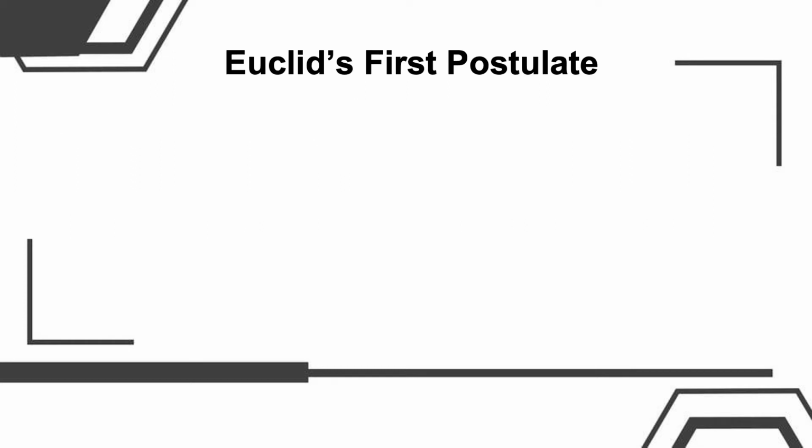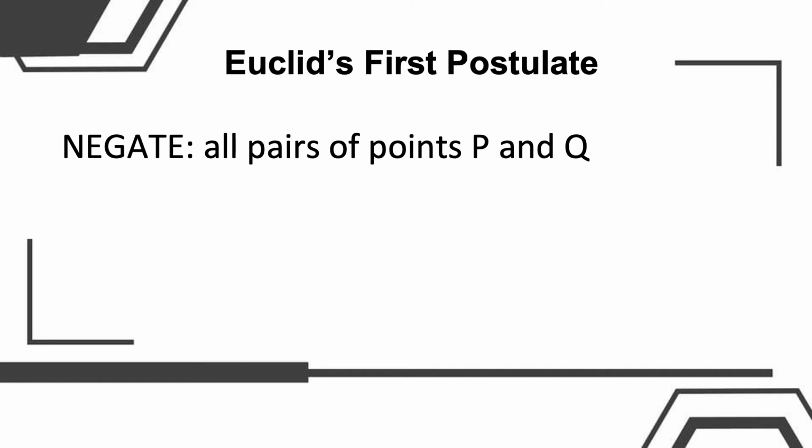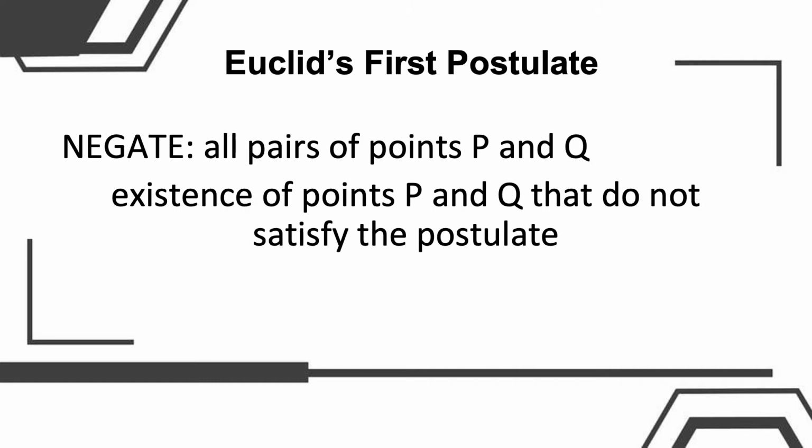So let us work out the denial of Euclid's first postulate. For every point P and for every point Q not equal to P, there exists a unique line L that passes through points P and Q. So let's negate this, all pairs of points P and Q, no? That there is the existence of this pair of points P and Q that will not satisfy the postulate.